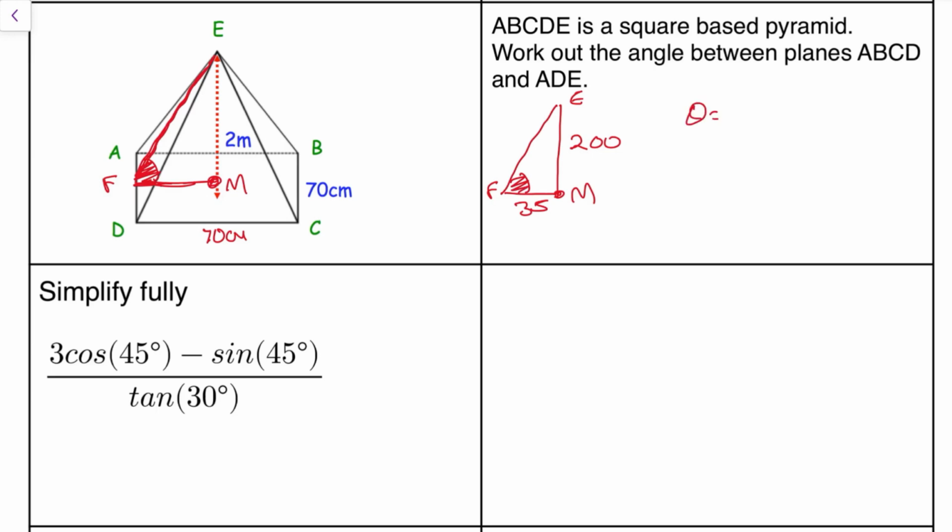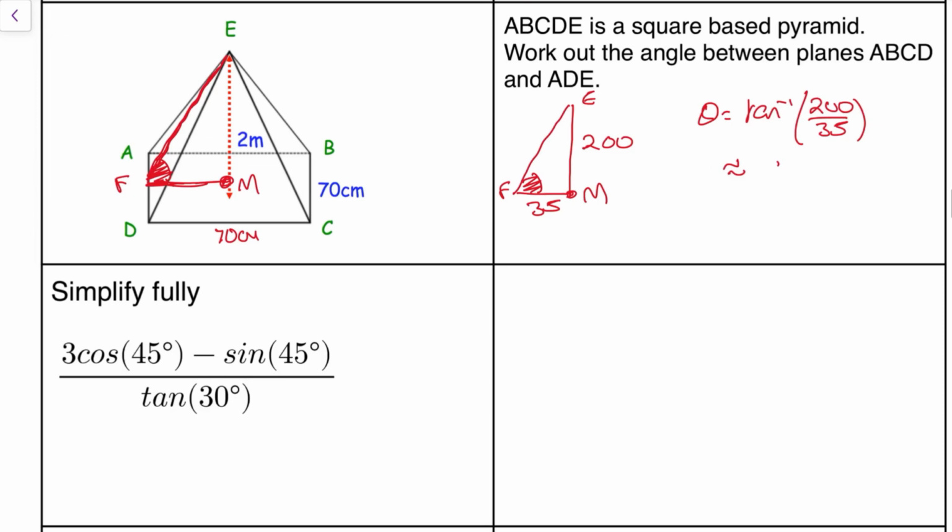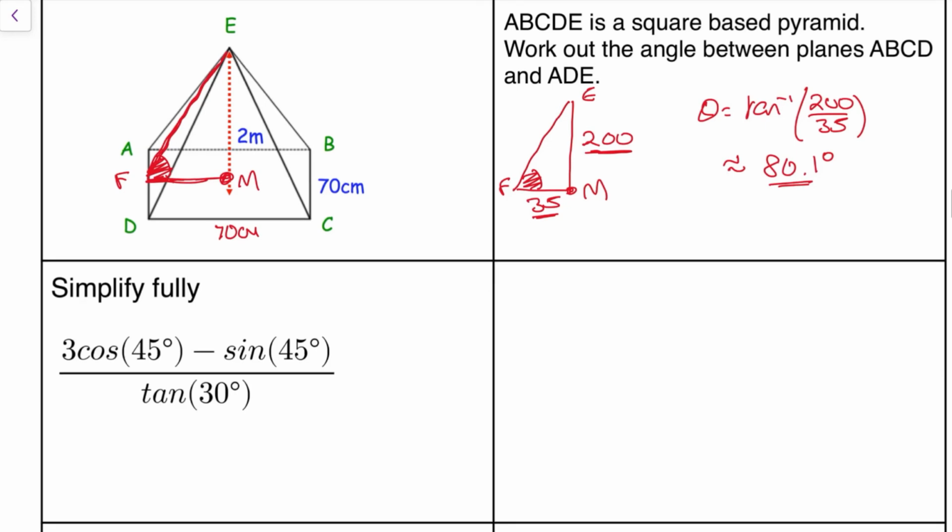So actually my angle is tan minus 1 of opposite 200 over adjacent 35, which is approximately 80.073 etc. degrees, and I'm going to call that 80.1 degrees. Now, I would say quick check of common sense here. So 80.1 degrees is very steep, but of course that makes sense, doesn't it? So I'm going up 200, I'm only going across a little bit, so that seems right. Happy with that. 80.1 degrees.